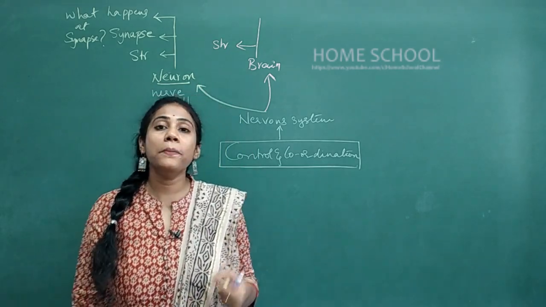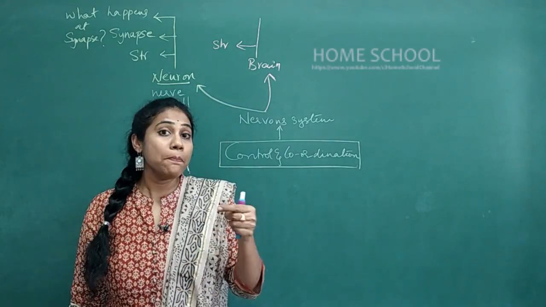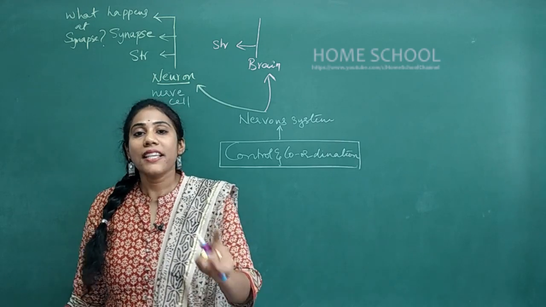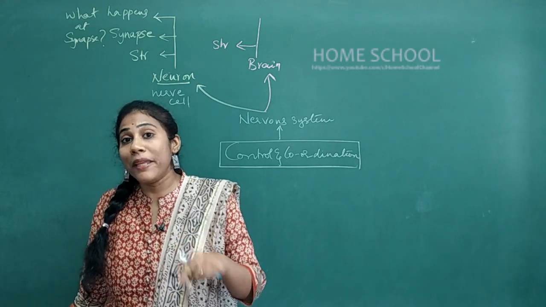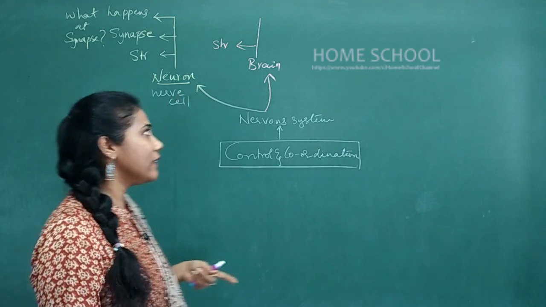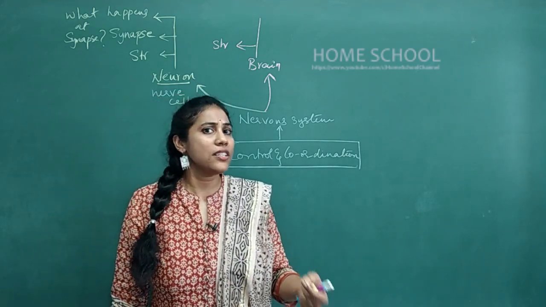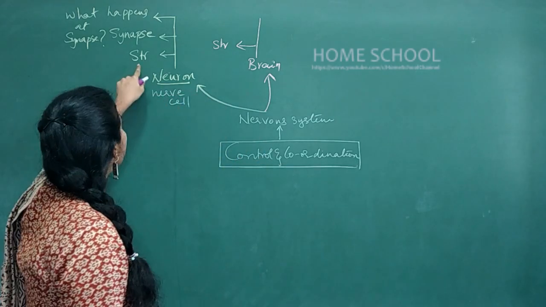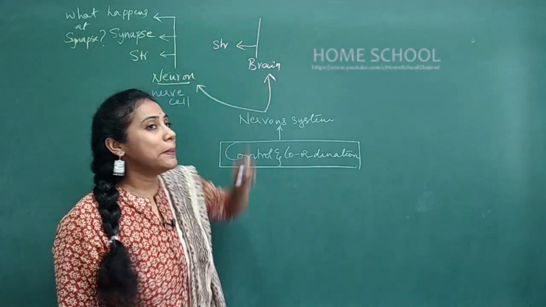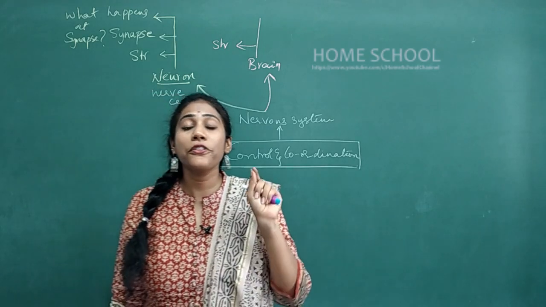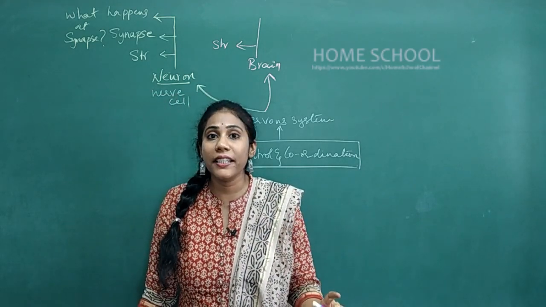a diagram of the human brain that is important to practice. At least one diagram may be compulsory from this chapter. If not a diagram, at least diagram-based questions they will ask you, either neuron or human brain. Diagrams you have to practice thoroughly.